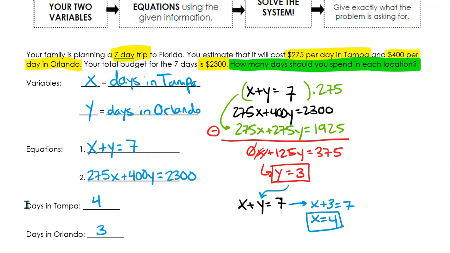Here we're given kind of answer slots that include the label, so we don't need to include any units. But if these were not here, you would want to make sure that you write 4 days in Tampa, 3 days in Orlando.